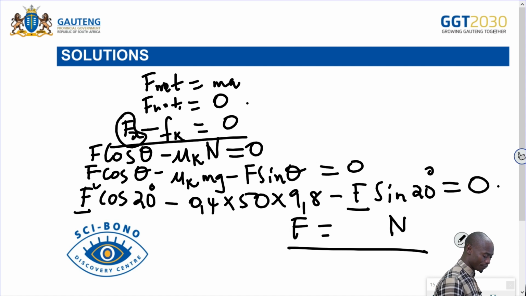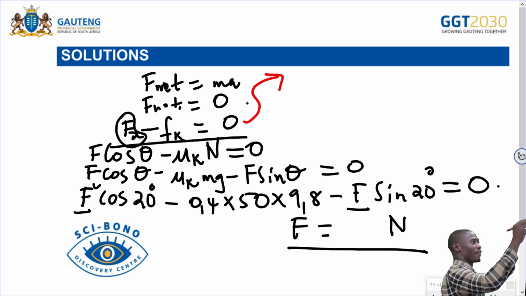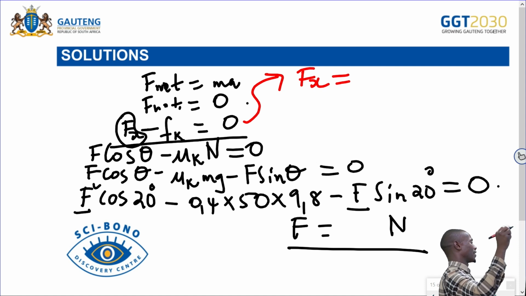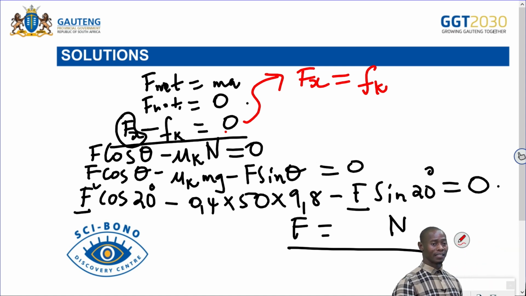Or when it comes to this step, right? What you can do, start by finding Fx, right? So your Fx is equal to what here? From here, your Fx is equal to Fk. Transpose Fk. Your Fk is negative. On the other side it's negative. Okay?